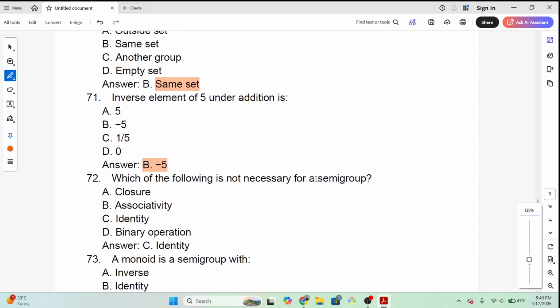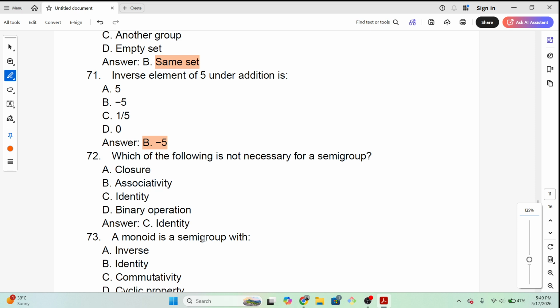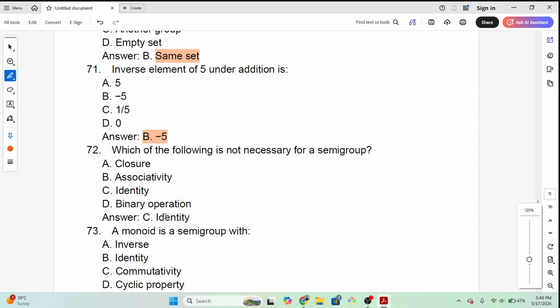Which of the following is not necessary for a semi-group? For a semi-group, it's not necessary to have the identity and the inverse. If it is following the binary operation, closure and associativity, then it is a semi-group, okay?